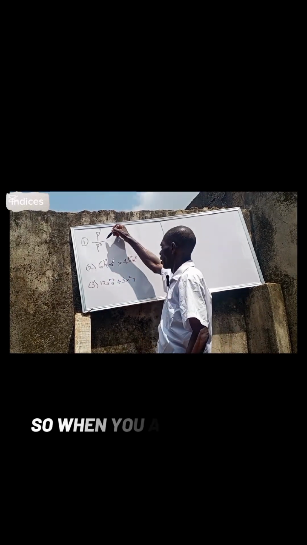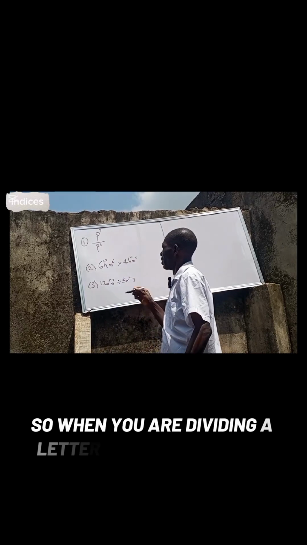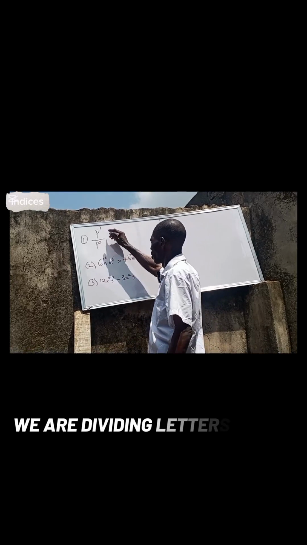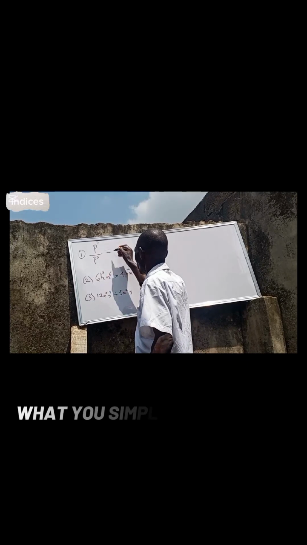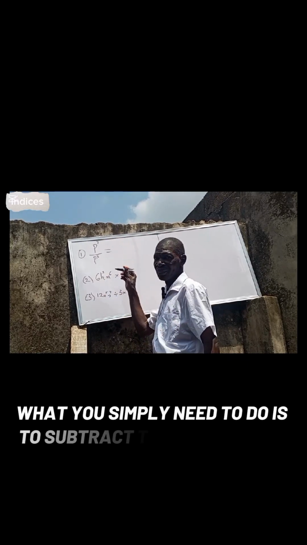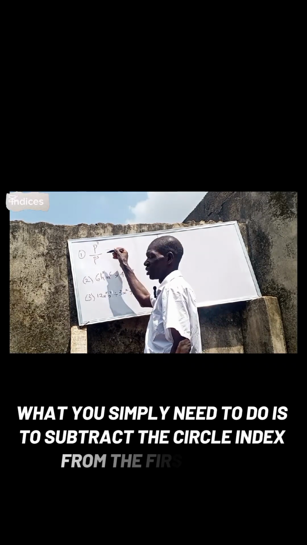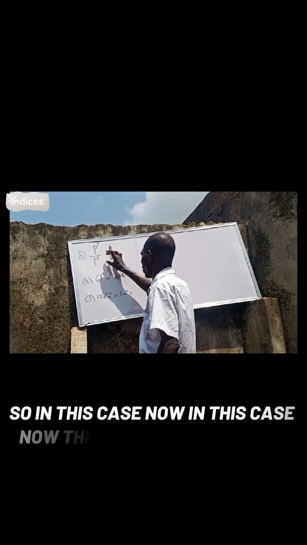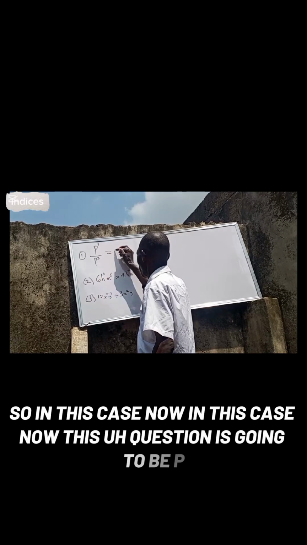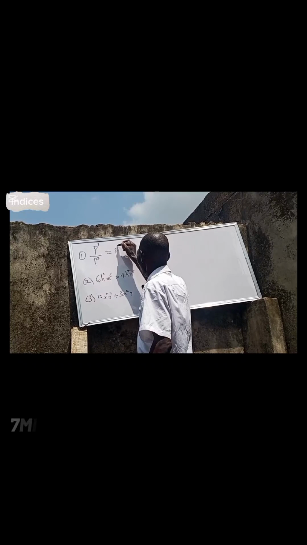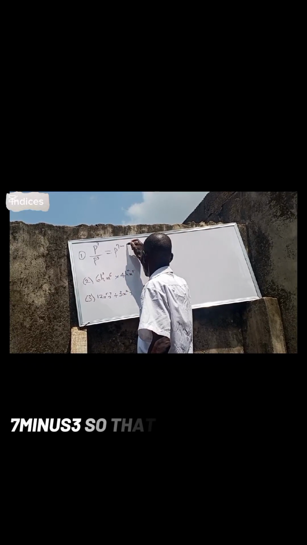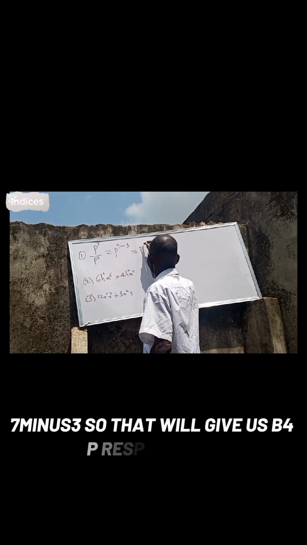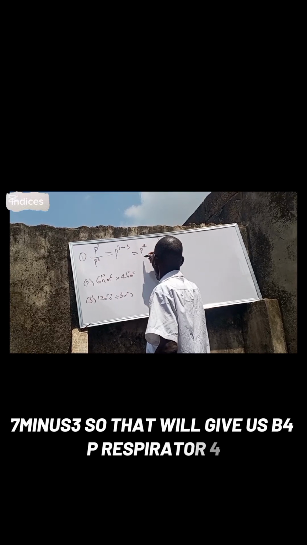So when you are dividing letters of the same base, what you simply need to do is to subtract the second index from the first index. So in this case now, the first question is going to be P 7 minus 3. So that will give us P 4, P raised to power 4.